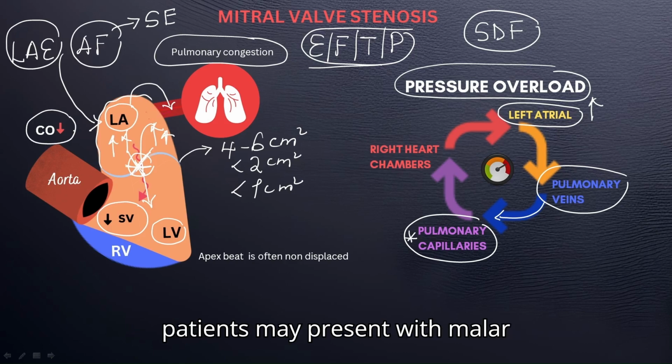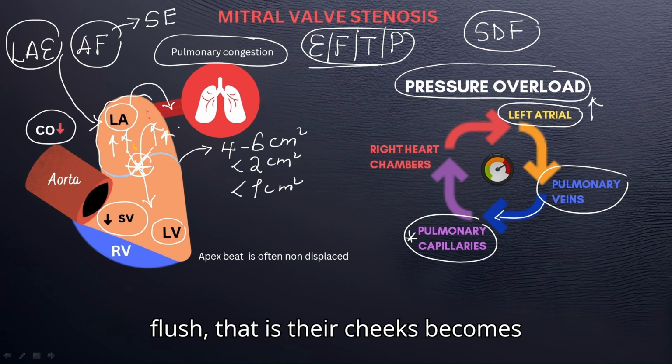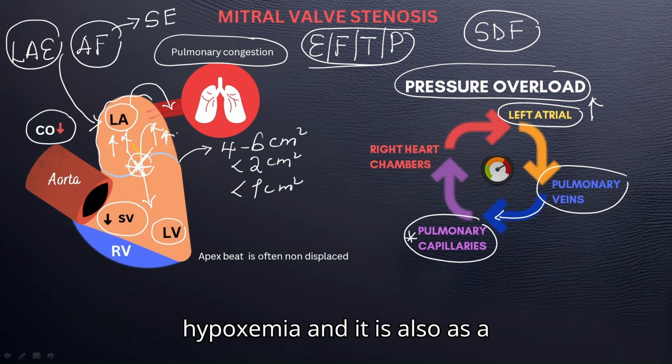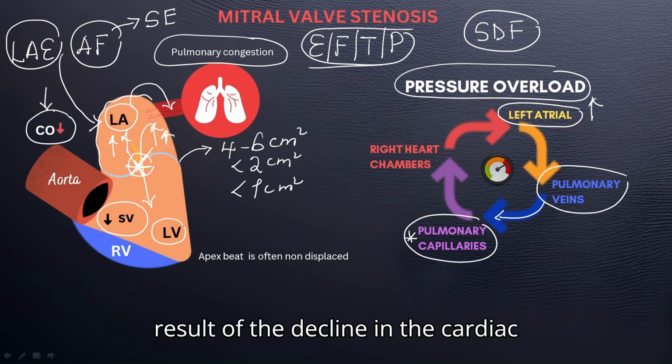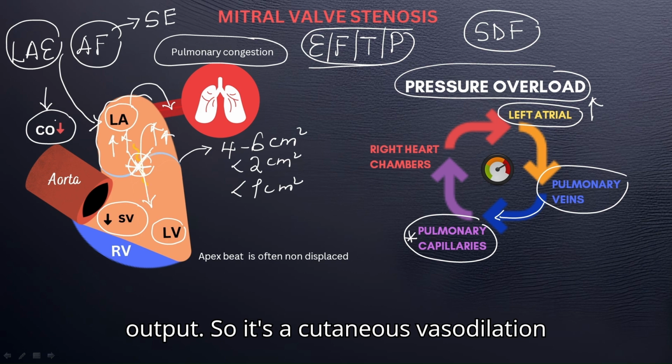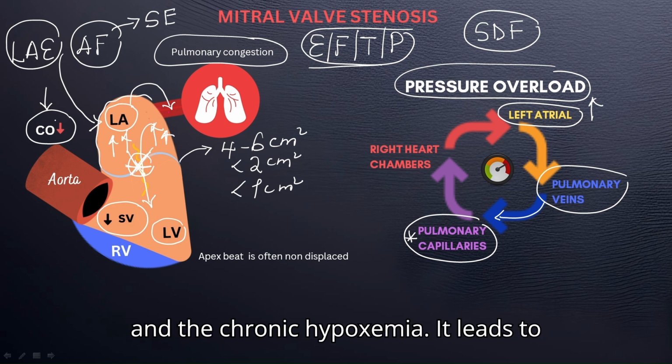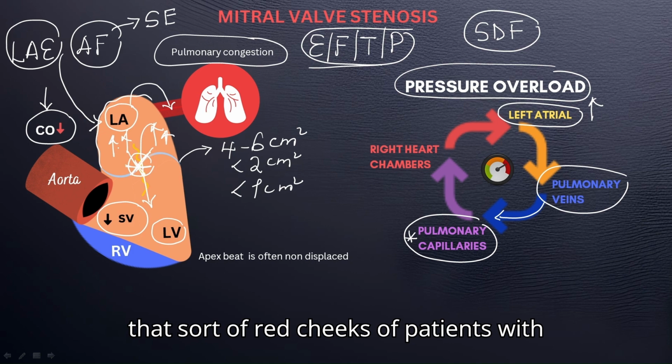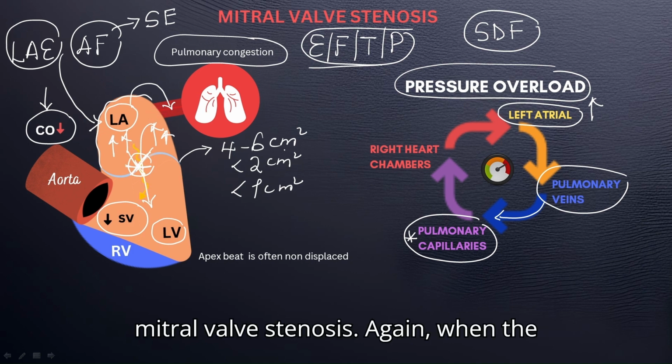So some patients may present with malar flush, that is, their cheeks become red. This is because of chronic hypoxemia, and it is also a result of the decline in the cardiac output. So it's cutaneous vasodilation and chronic hypoxemia that lead to those red cheeks in patients with mitral valve stenosis.